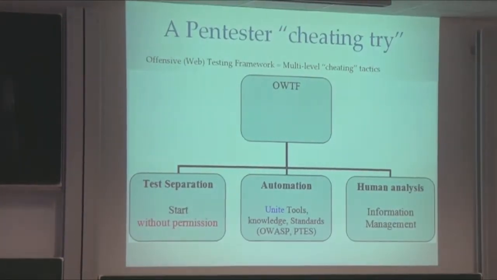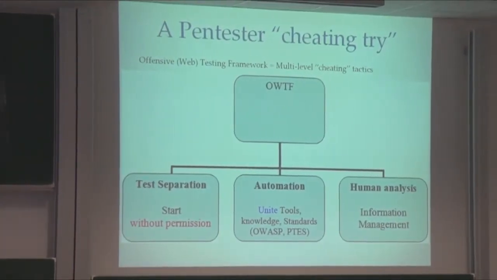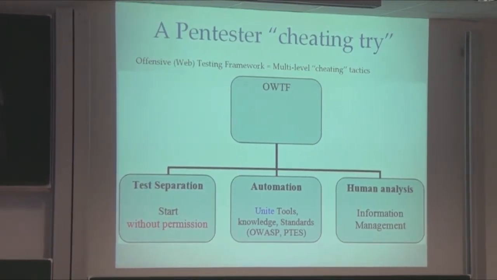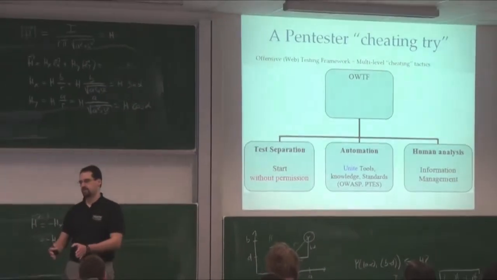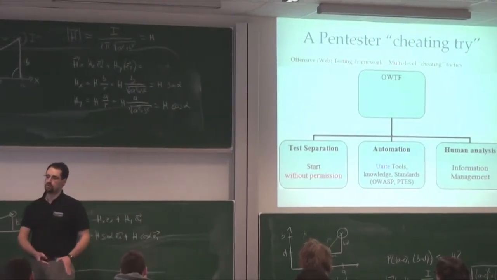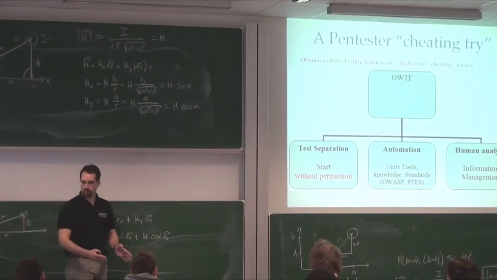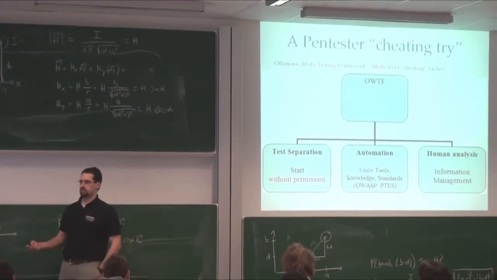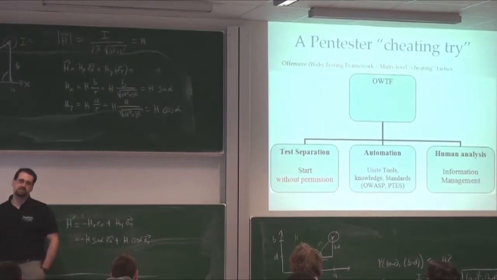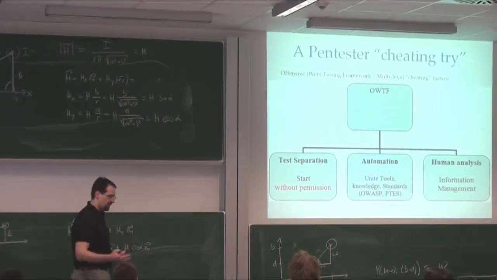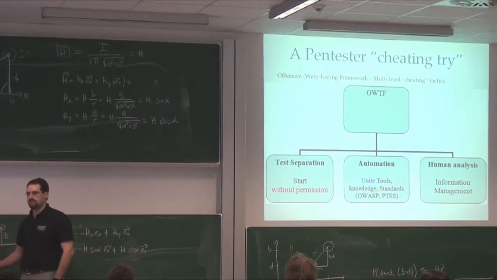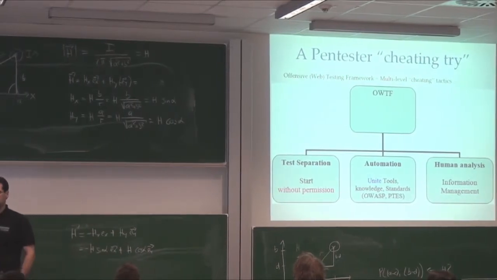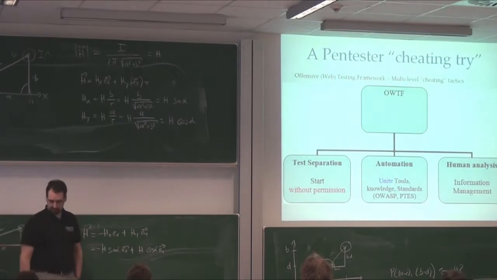So OWTF is the offensive testing framework, and at a conceptual level, the three pillars are test separation, automation, and human analysis. The test separation allows us to start before we have permission. We separate the tests that require permission from the ones that do not, so that we can launch the ones that do not require permission first. Automation is obvious, but we have a lot of talent in the security community. We have a lot of great tools that solve narrow problems but are really good in isolation. But if we unite them and align them to standards, we can take comprehensiveness to a whole new level. And then human analysis. I'll talk a little bit about this later.